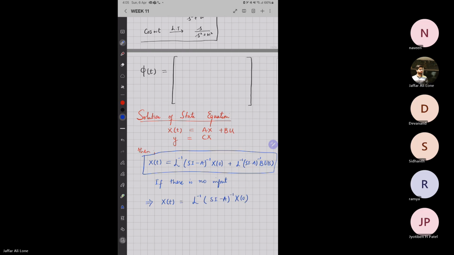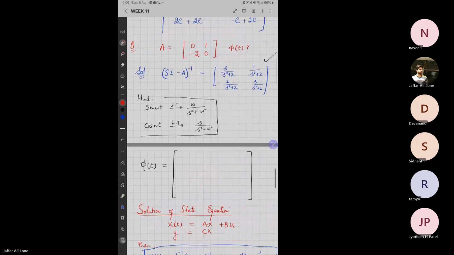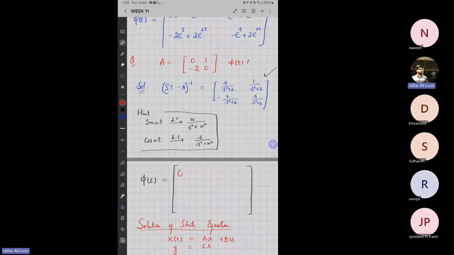Yes, anyone? Okay, somebody has written cos 2t. Check again. Anybody? Should I solve it? So this first term will be cos of root 2 t. Sorry.